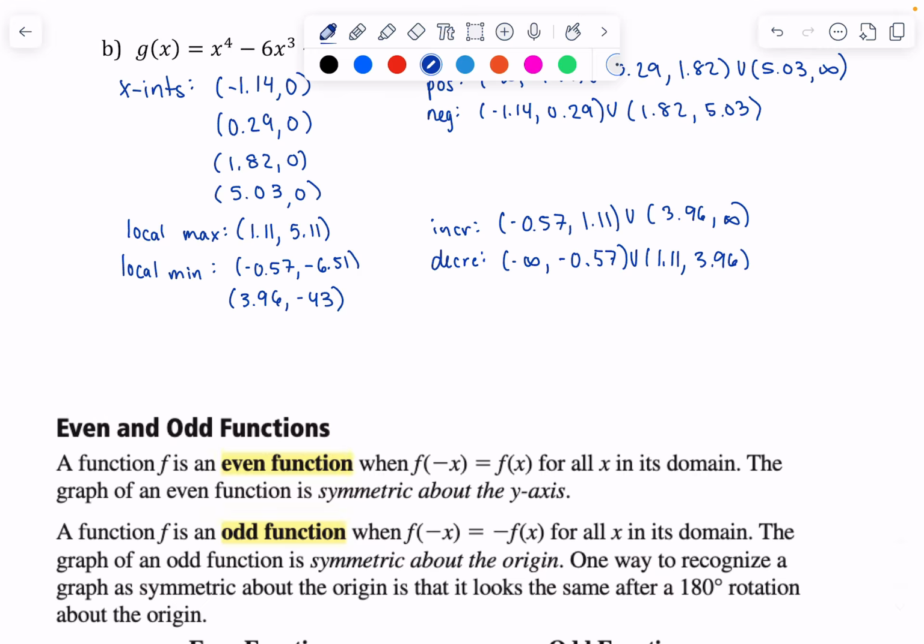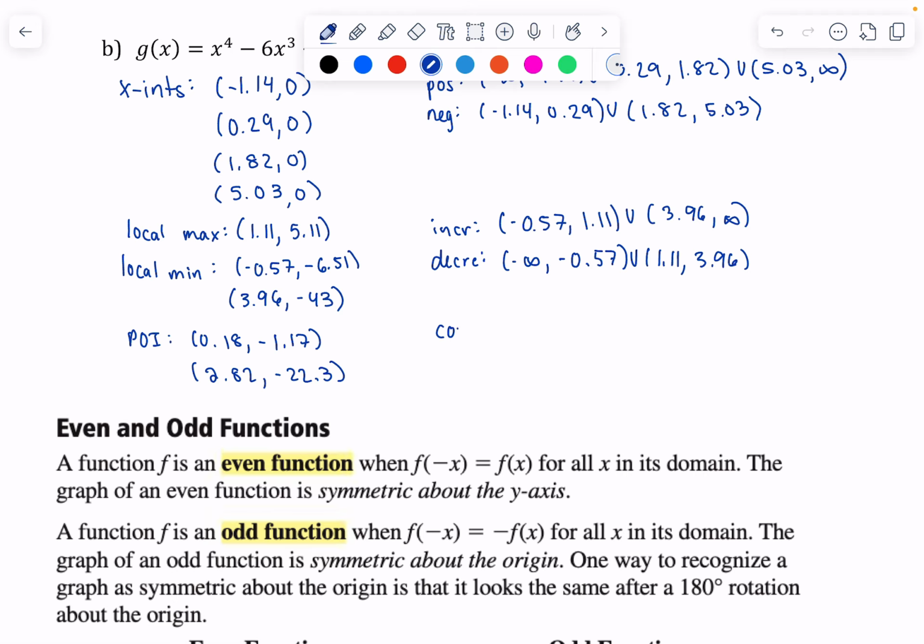So my first point of inflection that I'm getting is 0.18. I get 0.177, but I'm going to round it, comma, -1.17. And the second point of inflection I get as (2.82, -22.3). So I have 2 points of inflection.